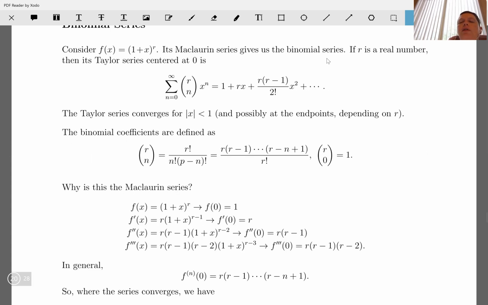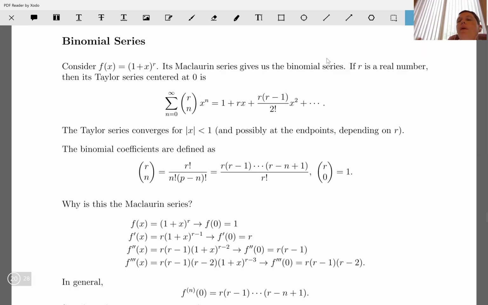The binomial coefficients, you probably remember this from middle school, elementary school. Okay, I know that may have been a while ago, but anyway, it's basically like r choose n, right? r factorial over n factorial times (r minus n) factorial. And that's the formula we're going to use even if r is a real number and not an integer.